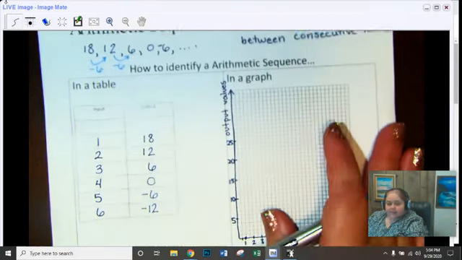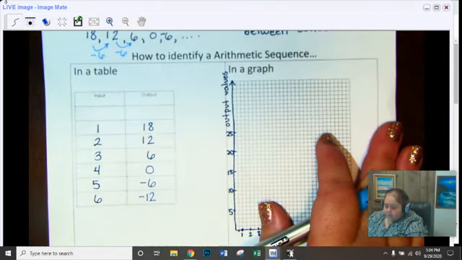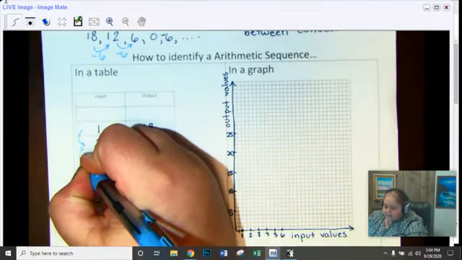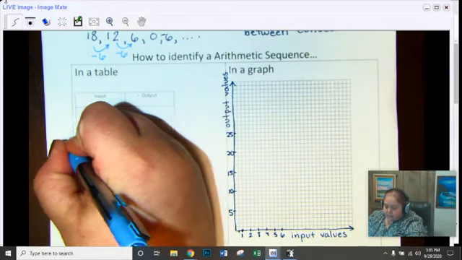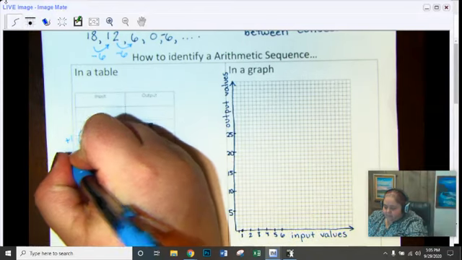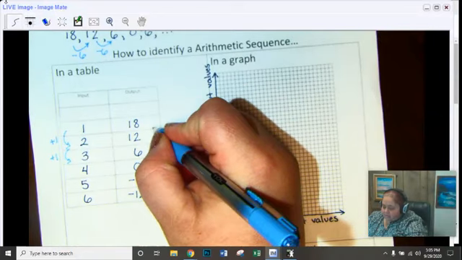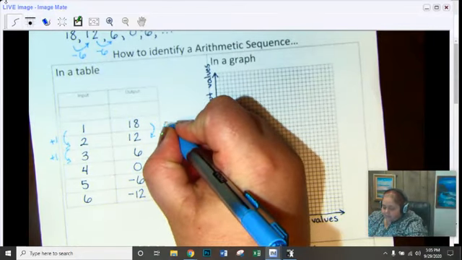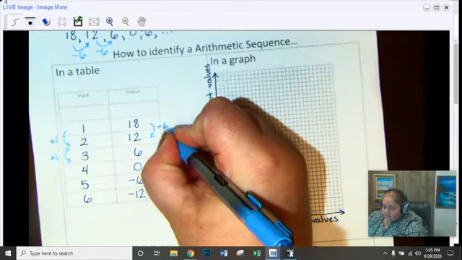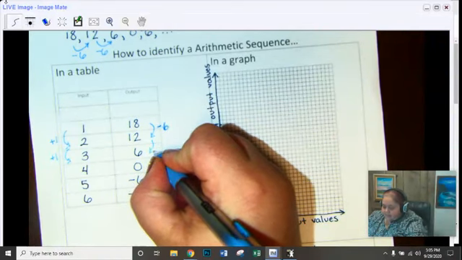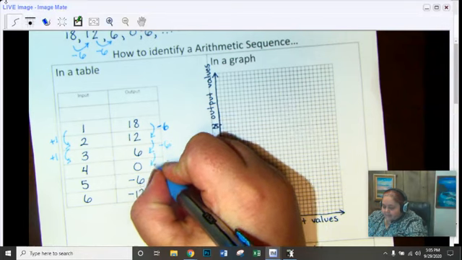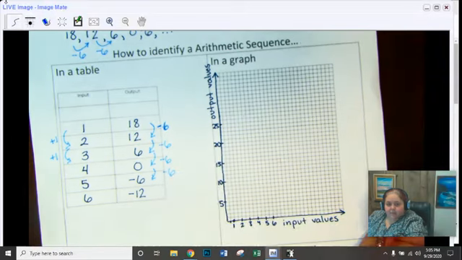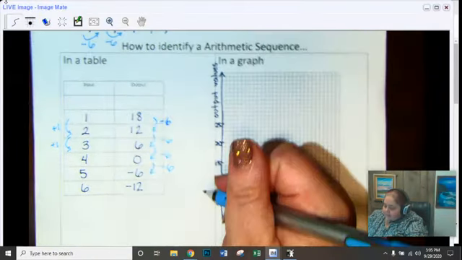You can see this on a table of values by looking at the change in the x values, where this is going up 1 each time, and the change in the y values or the output values, where these are going down 6 each time. So you can see that common difference in the table of values.